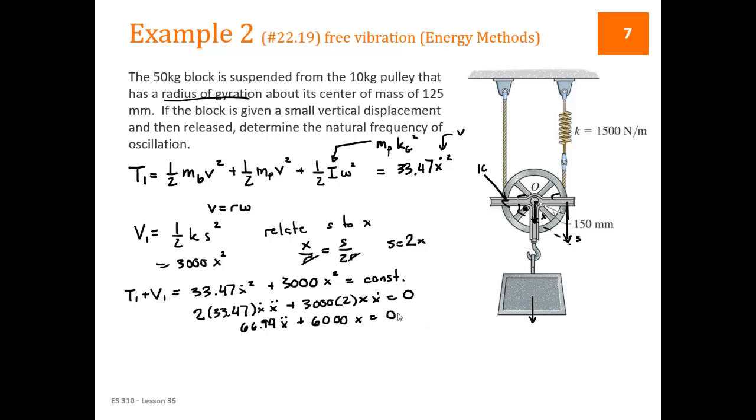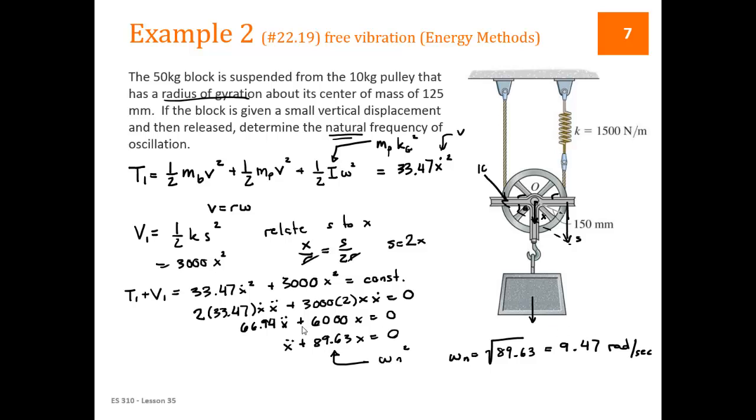Write this in standard form, so no coefficient in front of the double dot term. The coefficient in front of the x term is going to be omega n squared. X double dot is plus, divide through by 66.94, we get 89.63x is equal to 0. This term is omega n squared. All we're looking for is the natural frequency, so we just want to know what omega n is. So omega n is equal to the square root of 89.63, which is equal to 9.47 radians per second. And that is our answer.